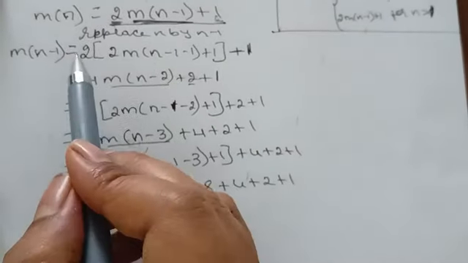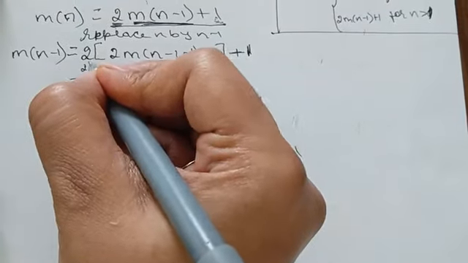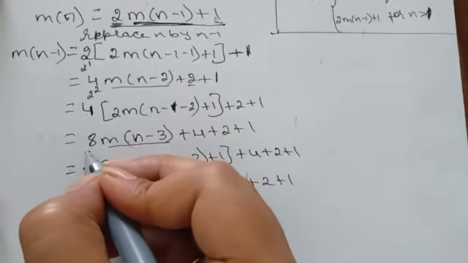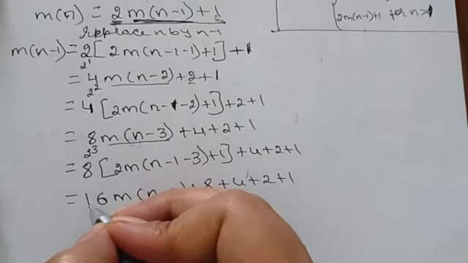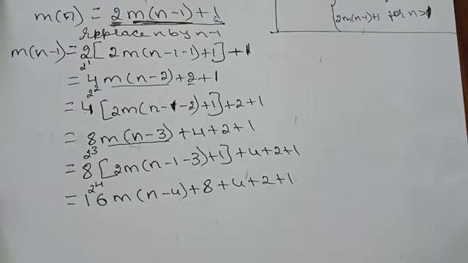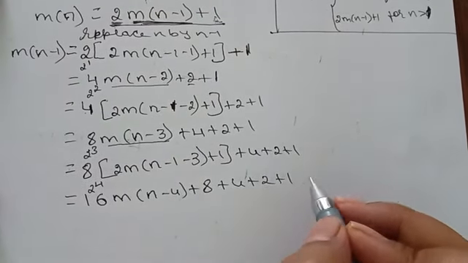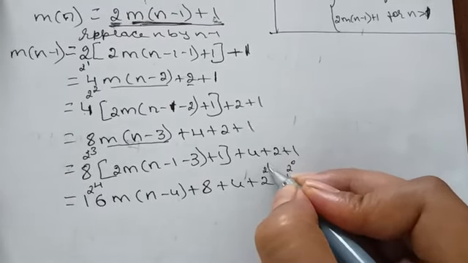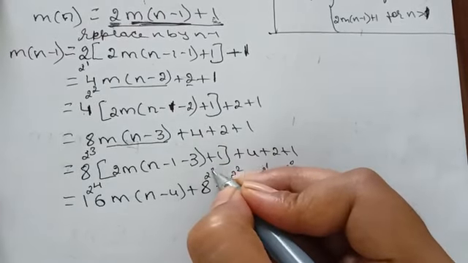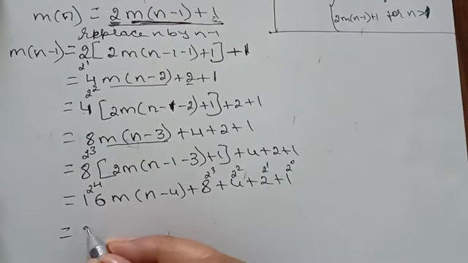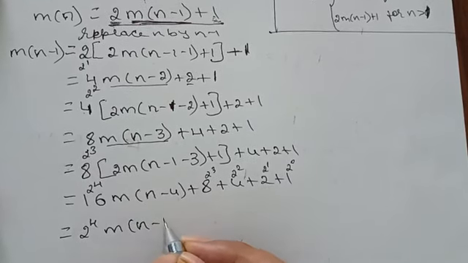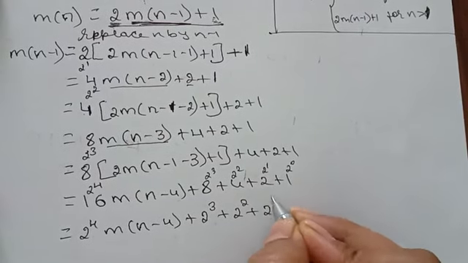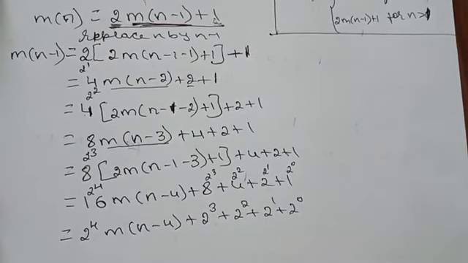You can see here it is 2. This one I can write as 2 power 1. This is 4. I can write it as 2 square. This is 8. I can write it as 2 cube. This is 16. I can write it as 2 power 4. Is it not? So even here also, this one I can write 2 power 0, 2 power 1, 2 power 2, 2 power 3. I'll write as 2 power 4 m of n minus 4 plus 2 power 3 plus 2 power 2 plus 2 power 1 plus 2 power 0.